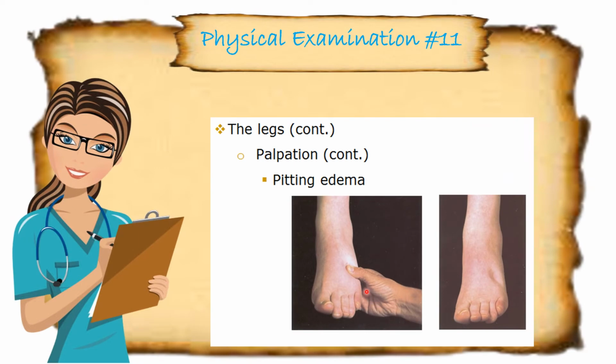So palpate for pitting edema by pressing firmly but gently with your thumb for at least 5 seconds over the dorsum of each foot, behind each medial malleus, and over the shins. So you have to look for pitting or a depression caused by pressure from your thumb. So normally, pitting edema is not detected. If found, the severity of edema is graded on a 4-point scale, as mentioned in the previous slides.